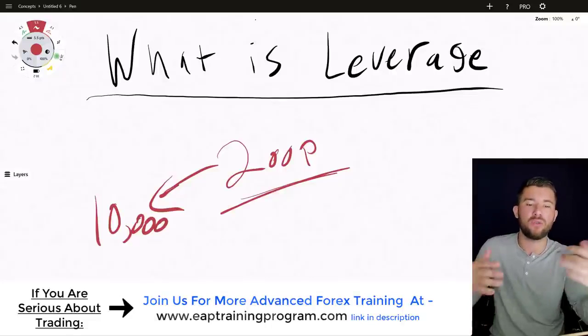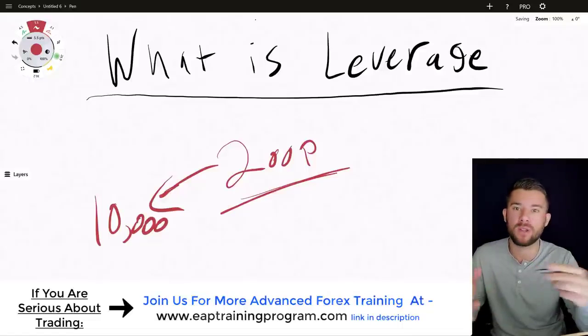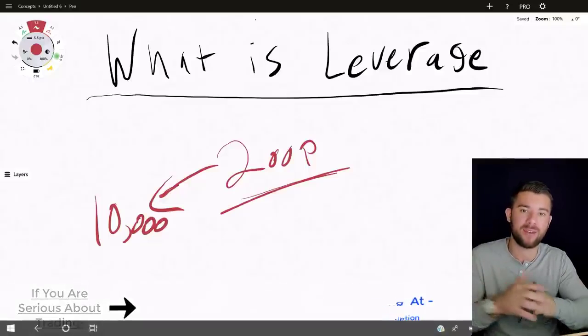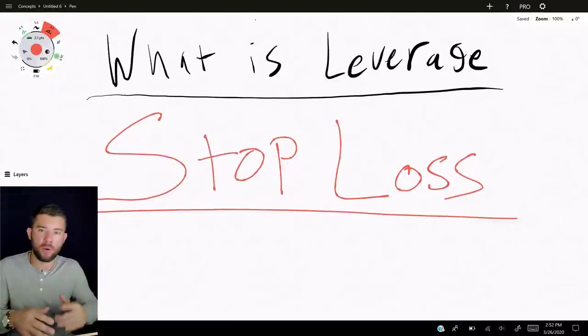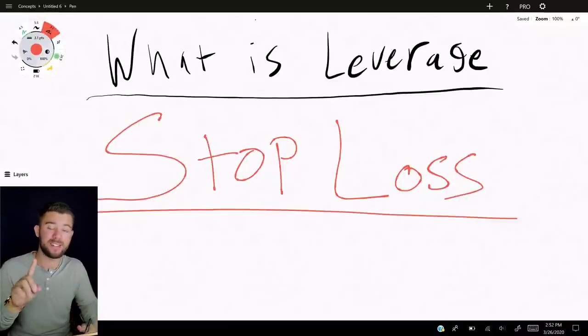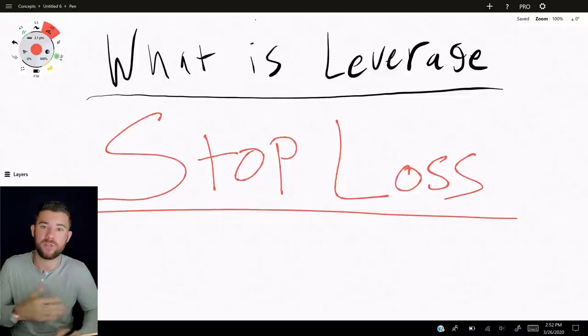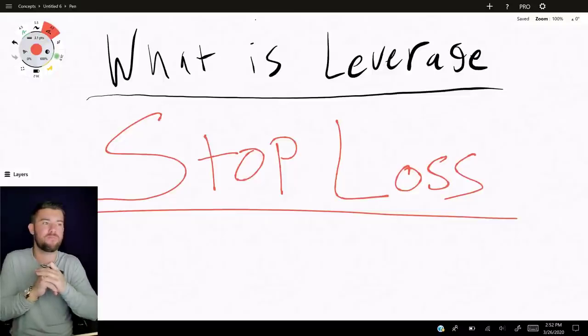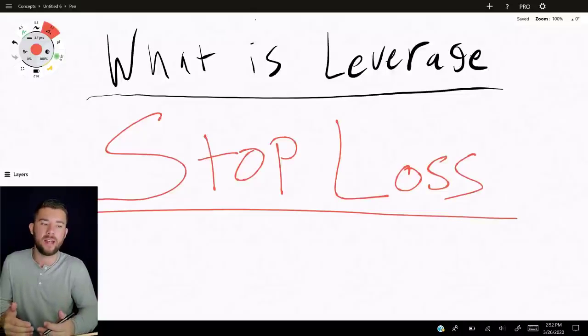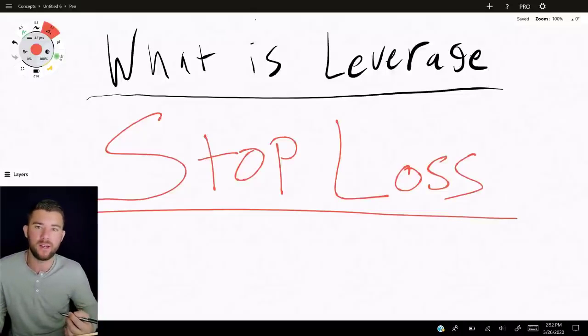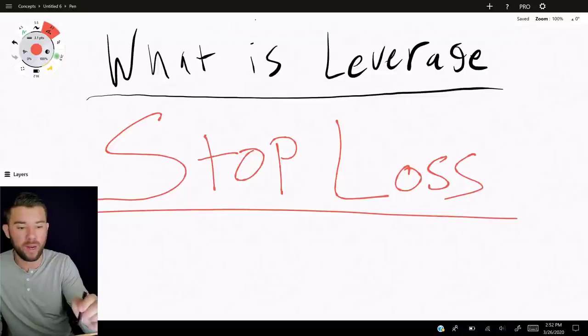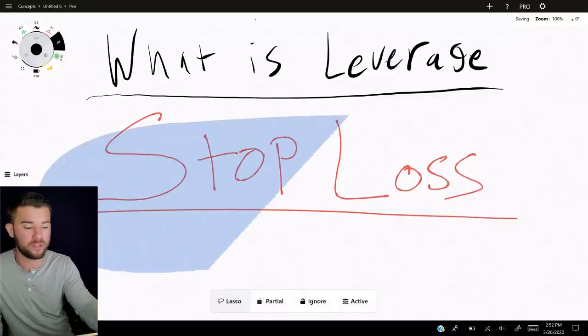How do you use leverage to your advantage to actually make more than your initial deposit? Let's go over that right now. So here is the proper way to use leverage. Lesson number one, always use a stop loss if you're using a leveraged account. If you're not, you're putting yourself in this ridiculously risky situation. And as traders, avoiding risk is half the battle. So always, and I mean always, use a stop loss with leverage.